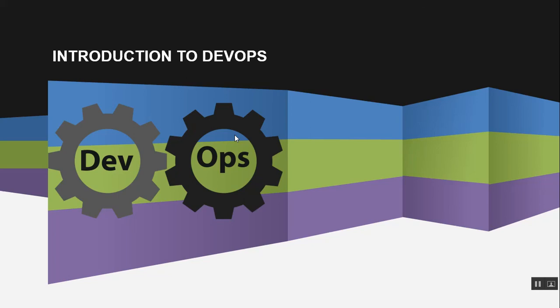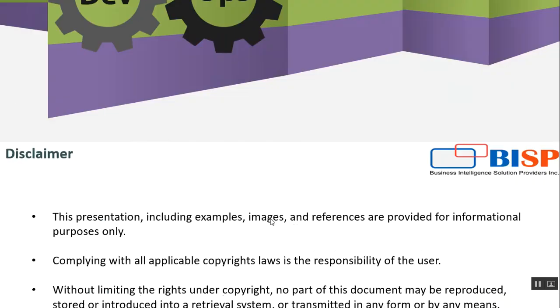Today we are going to discuss what exactly DevOps is. DevOps is nothing but a mechanism in which two teams, the development team and the operations team, work together on a particular project or product. The main reason DevOps comes into the picture is the agile methodology.